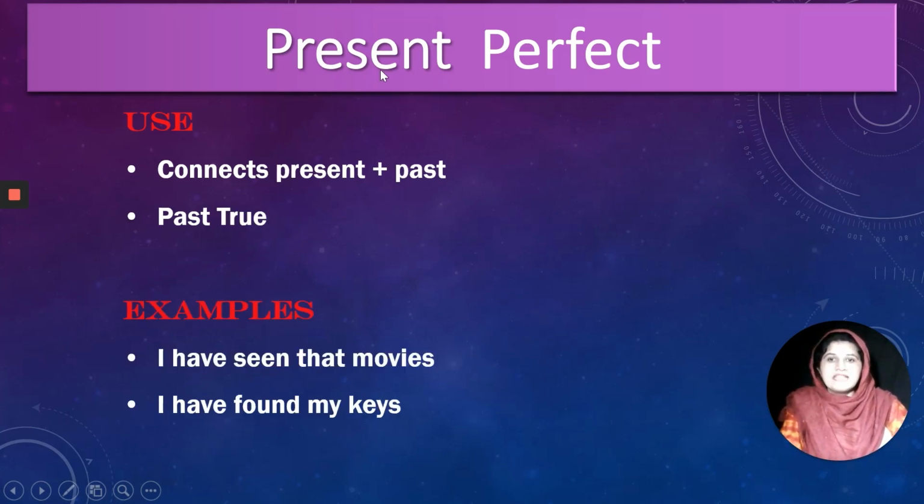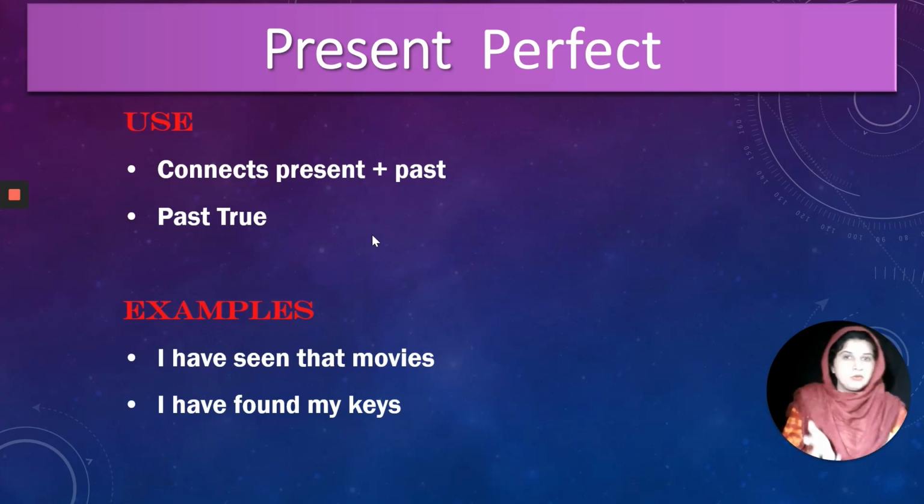Okay, the next usage of present perfect tense is past true. It means that we talk about any past activity which is still true, which is still applicable. For example, any of your friends asks you, let's go to the cinema to watch that movie. And you answer, no, I have seen that movie. So it is still true that you have seen that movie.